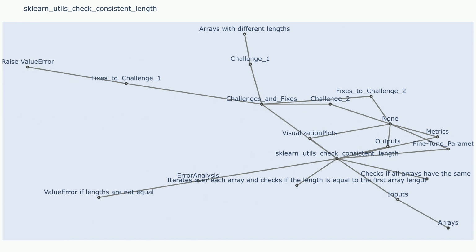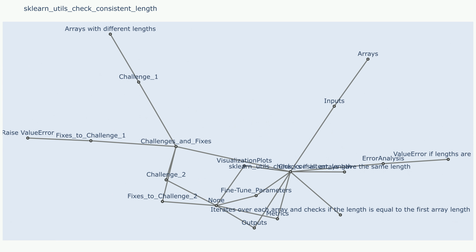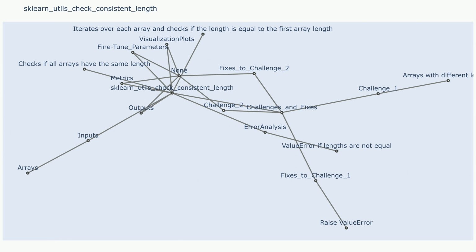Challenge 2: empty arrays not allowed. Sample use case: when working with datasets that might have missing data, empty arrays can occur if allowEmpty is set to false and an empty array is present. A ValueError will be raised, halting the process. Fixes: examine the cause of the empty arrays. If they are due to missing data, consider imputing values using methods like mean imputation or k-nearest neighbors. Alternatively, if empty arrays are intentional, set allowEmpty to true.